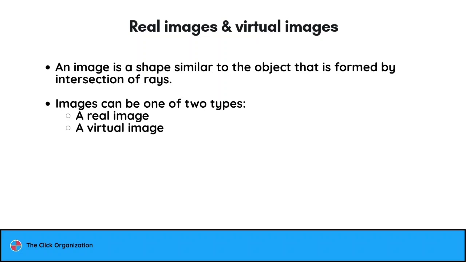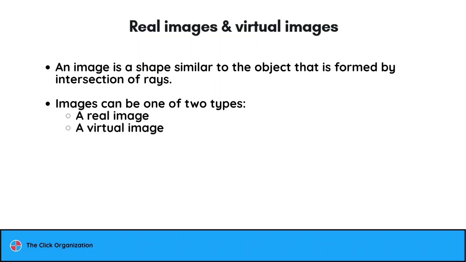An image is a shape similar to the object that is formed by the intersection of rays. When light comes from an object and interacts with a mirror or lens, the light rays change direction. Our eyes receive these rays, and our brain interprets where they come from, allowing us to see an image. And images can be one of two types, a real image and a virtual image.